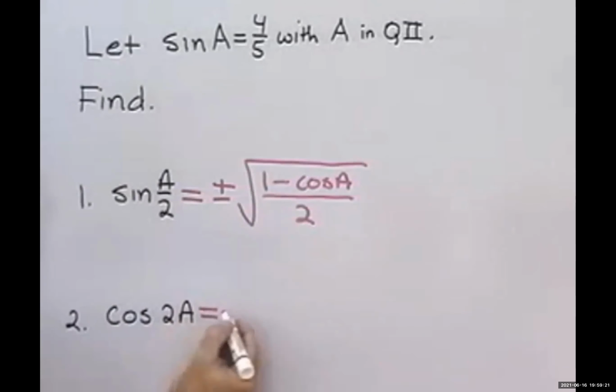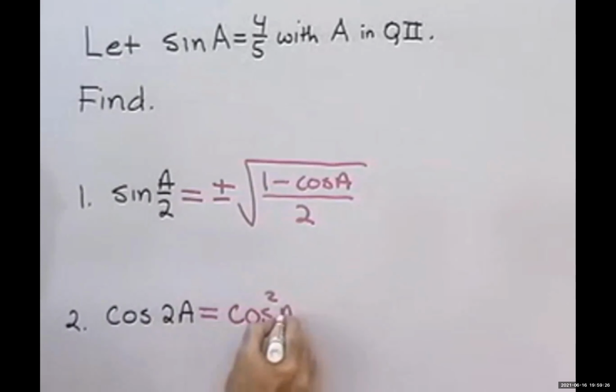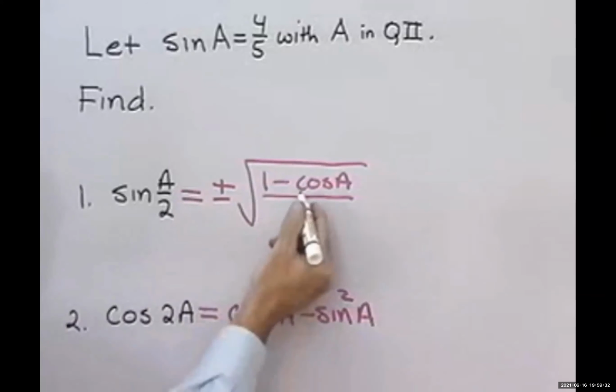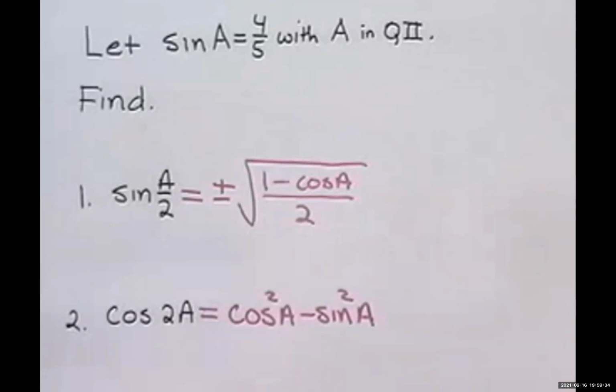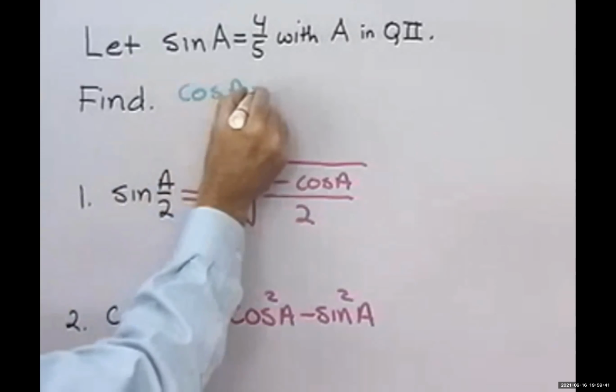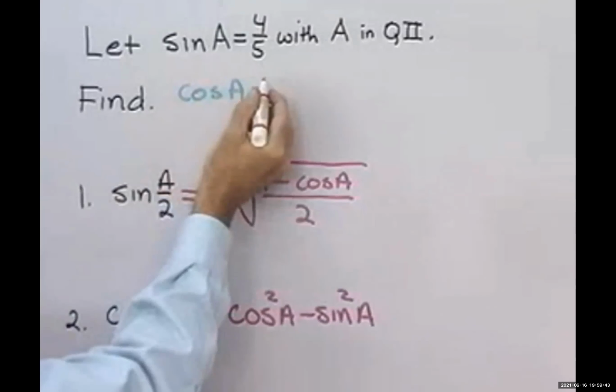I've memorized that. There's a couple of different ways I can write it, but let's try this one. How about cosine squared A minus sine squared A? So either of these two formulas that I use, I'm going to have to find the cosine of A. I have the sine of A, so let's find the cosine of A. Cosine of A, well, I could draw one of my little reference triangles and do it that way.